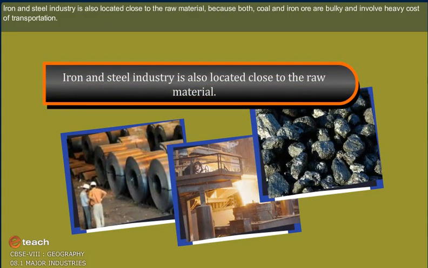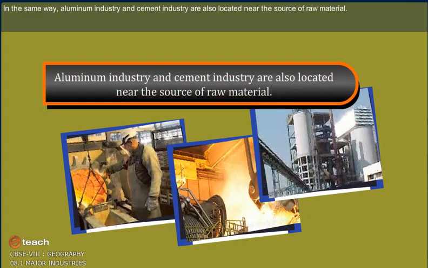Iron and steel industry is also located close to the raw material because both coal and iron ore are bulky and involve heavy cost of transportation. In the same way, aluminium industry and cement industry are also located near the source of raw material.